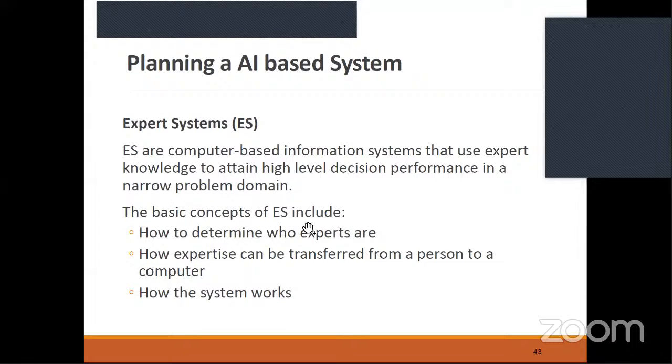The basic concepts of expert systems include how to determine who experts are, how expertise can be transferred from a person to a computer, and then how the system works. So the first objective is to identify an expert, take the knowledge from the expert, and dump it into a computer.